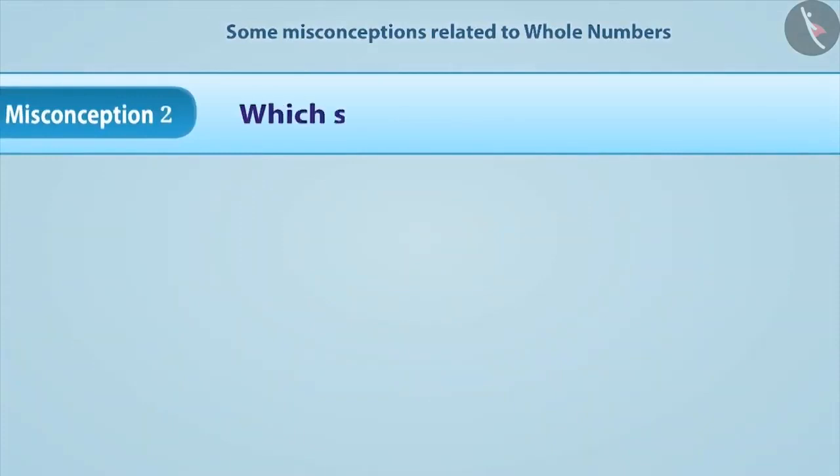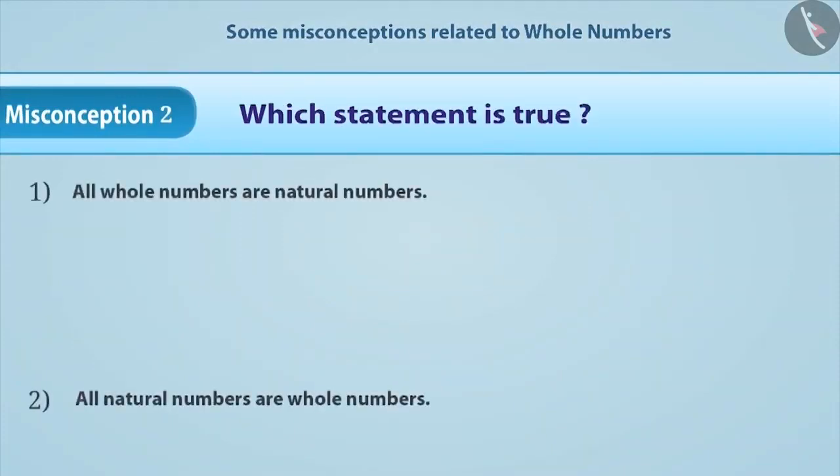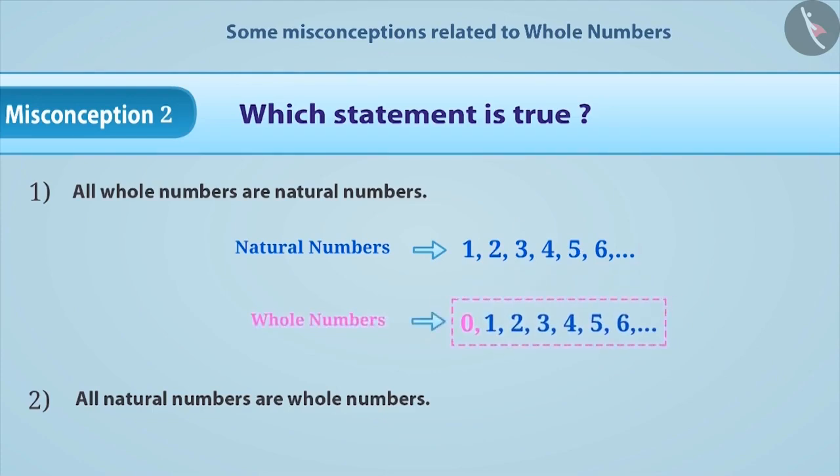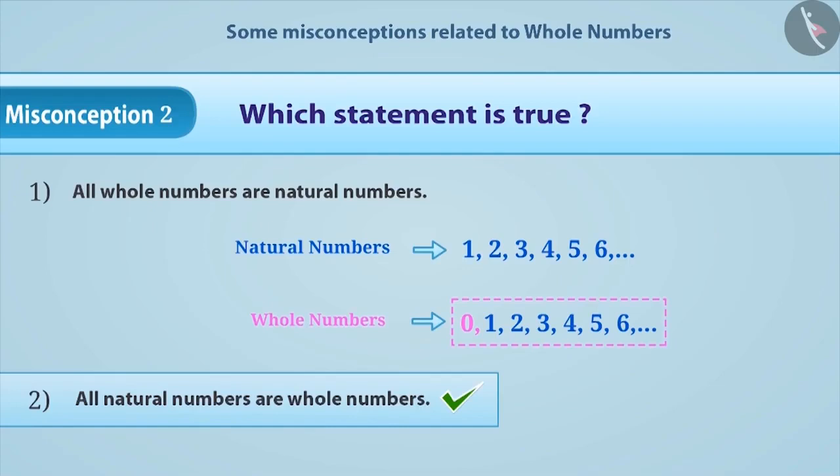Misconception 2. Which of the following statement is true? The collection of natural numbers along with 0 forms the collection of whole numbers. That means all natural numbers are whole numbers as well. Often there is a misunderstanding that all whole numbers are natural numbers. This is a misunderstanding because 0 is not a natural number.